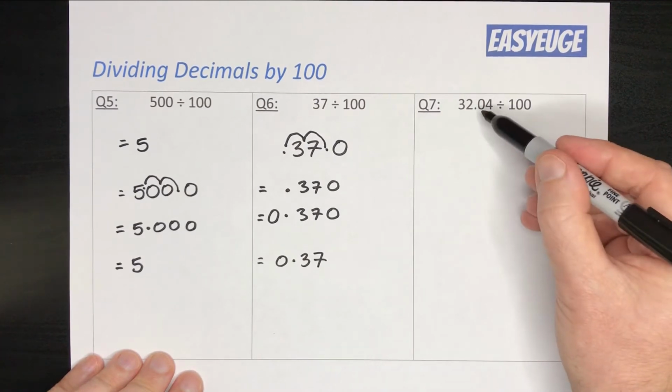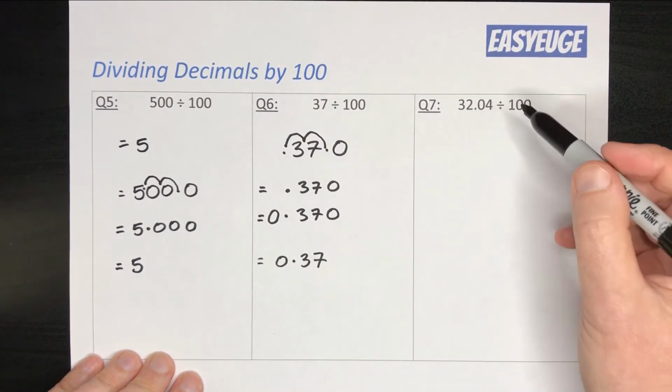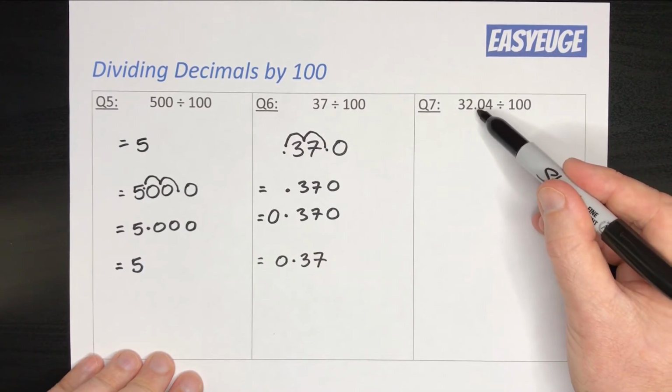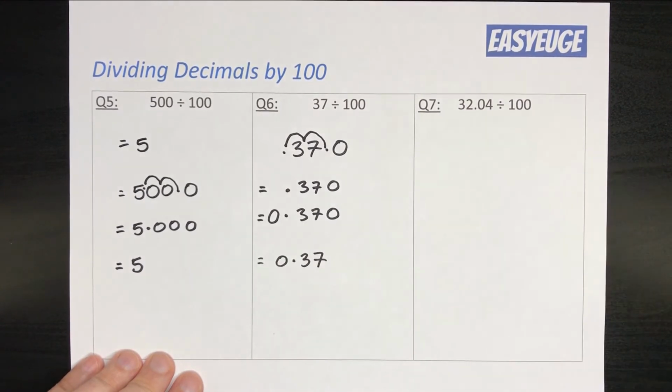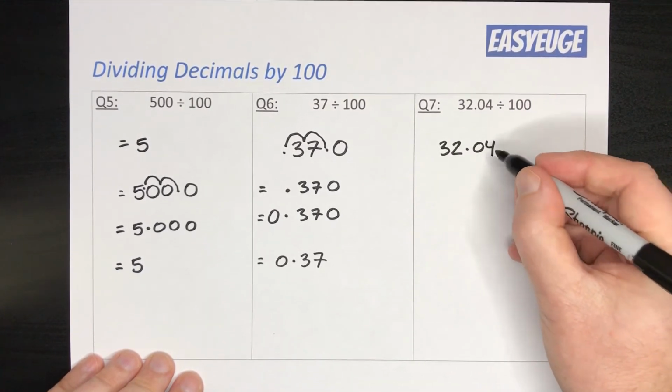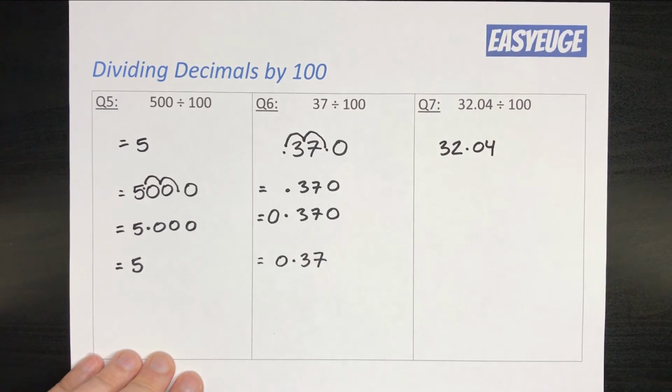Finally, let's look at 32.04. This is a number where it's giving you the decimal already. The decimal point is right there in the middle. So let's just write that down. 32.04. We're not having to add in a decimal point here.